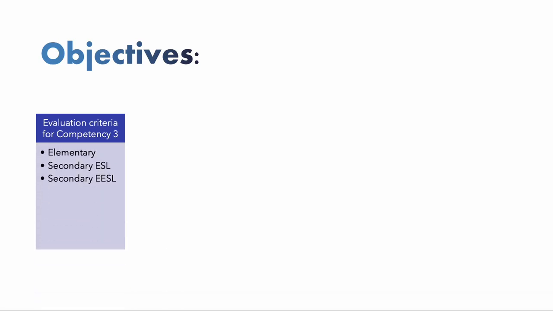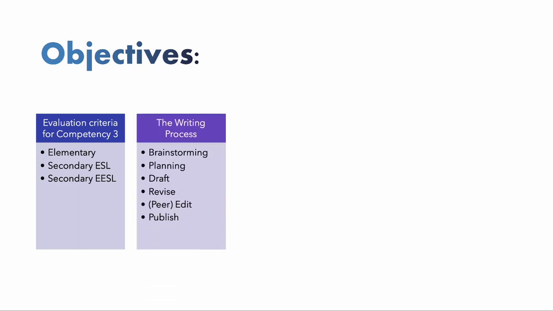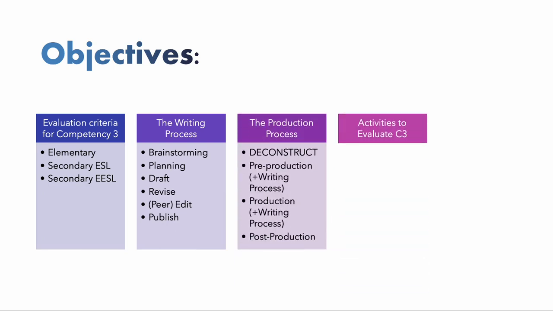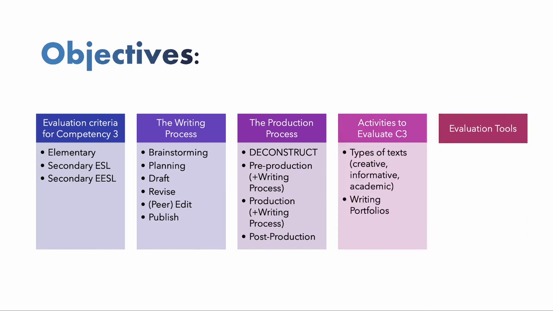All right, globally, our objectives for this video are to cover the evaluation criteria for Competency 3, so really know what the program asks us to evaluate. And there are 3 programs we're going to cover: elementary, secondary English second language, and secondary enriched English as a second language. We're going to talk about the writing process, the production process. We're going to look at a couple of examples of different kinds of activities. And we're going to briefly look at evaluation tools.